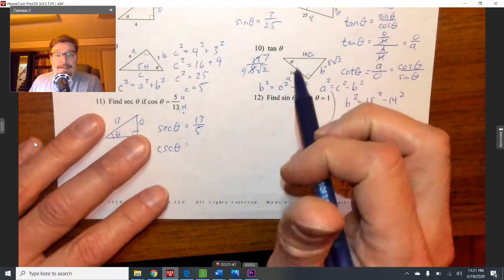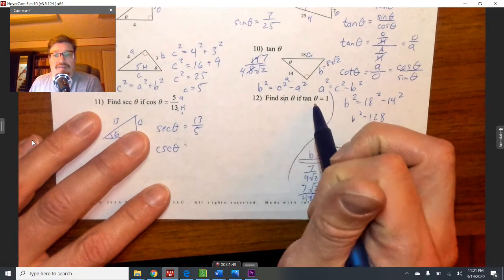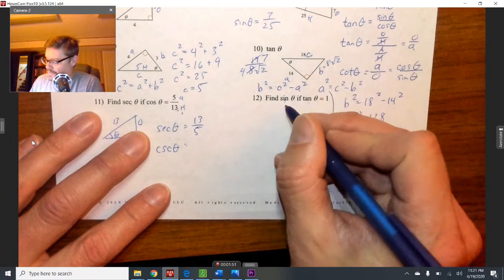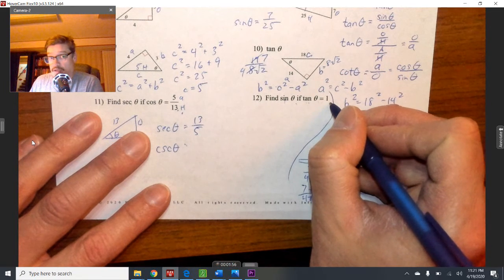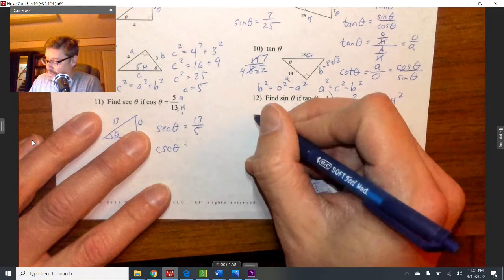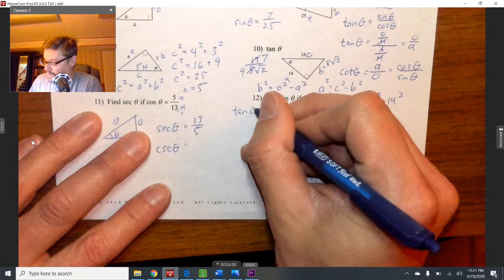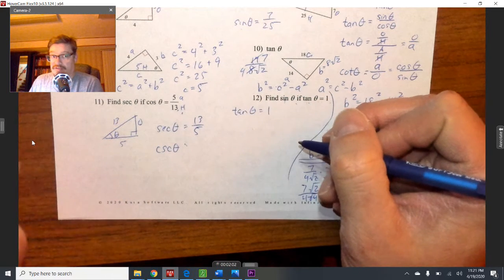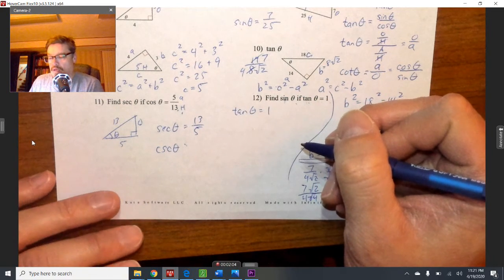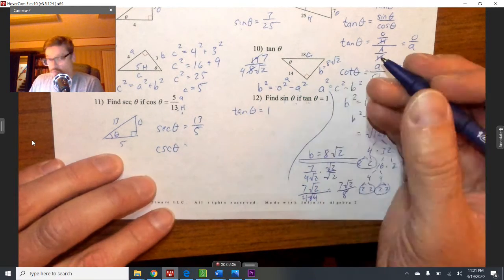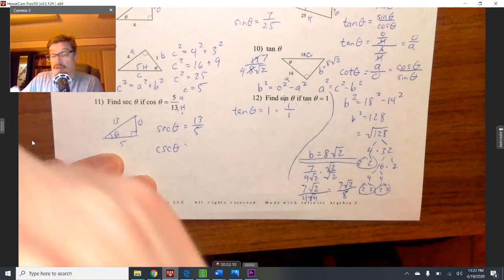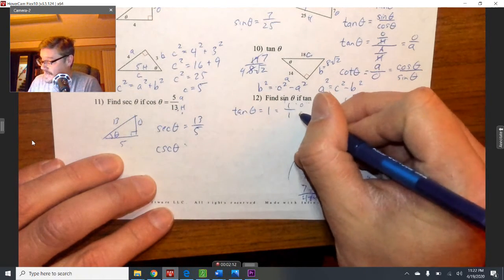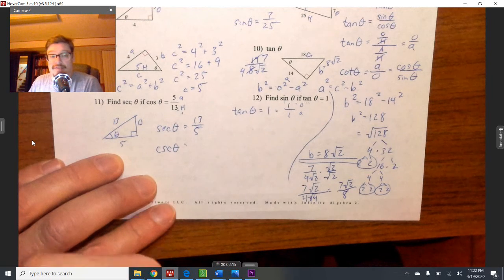Now, if I want the sine of theta if the tangent theta equals 1. Okay, what does that mean? Okay, so I'm given tangent of theta equals 1. Now that's not a fraction. That's not an O/A. But I can do that. What's 1 as a fraction? 1/1. So now what I have is I have my O and I have my A. I have my opposite over my adjacent.